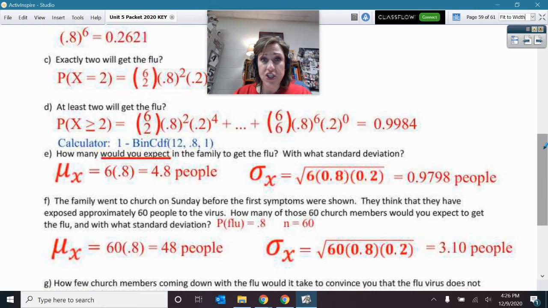All right, at least 2. So that's an accumulation of 2 successes up to all 6 successes. So I need to accumulate 2, 3, 4, 5, and 6. Well, and again, I usually write out. So if I want 2 up to 6, then I need to take off the 0 and 1. So that's 1 minus the accumulation of 0 and 1 people getting the flu. So that's 0.8.